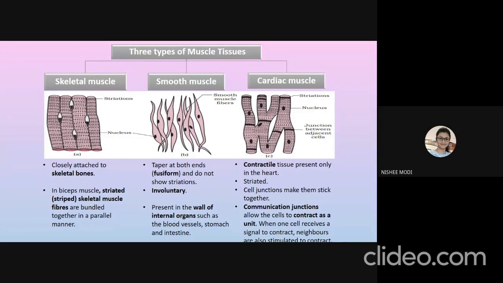Then cardiac muscle. Cardiac muscle also has striations, and it is contractile tissue present only in the heart, hence it is named cardiac. It is striated, and cell junctions make the cells stick together. What happens here is that the plasma membranes of these cells are fused, and that's why they stick together. Communication junctions allow the cells to contract as a unit. As one cell receives the signal to contract, its neighbor is also stimulated to contract. So the gap junction is present over here.